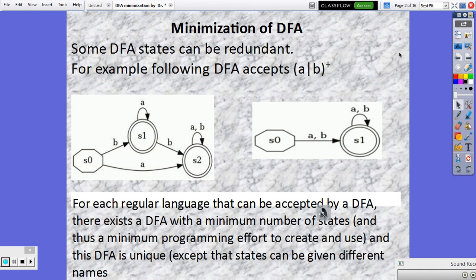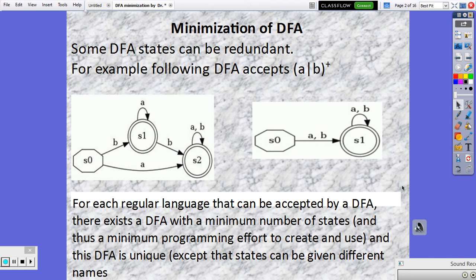So when I say minimization, it means that our objective is to reduce the number of states in the given DFA without affecting its language. Why is it required? Because we know that automata theory is basically the foundation for developing hardware and software.